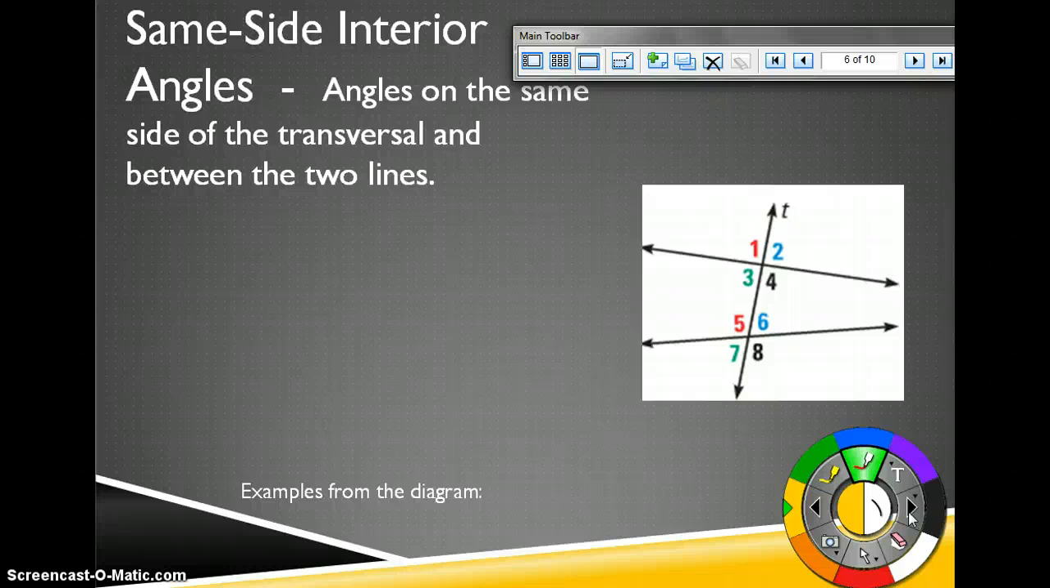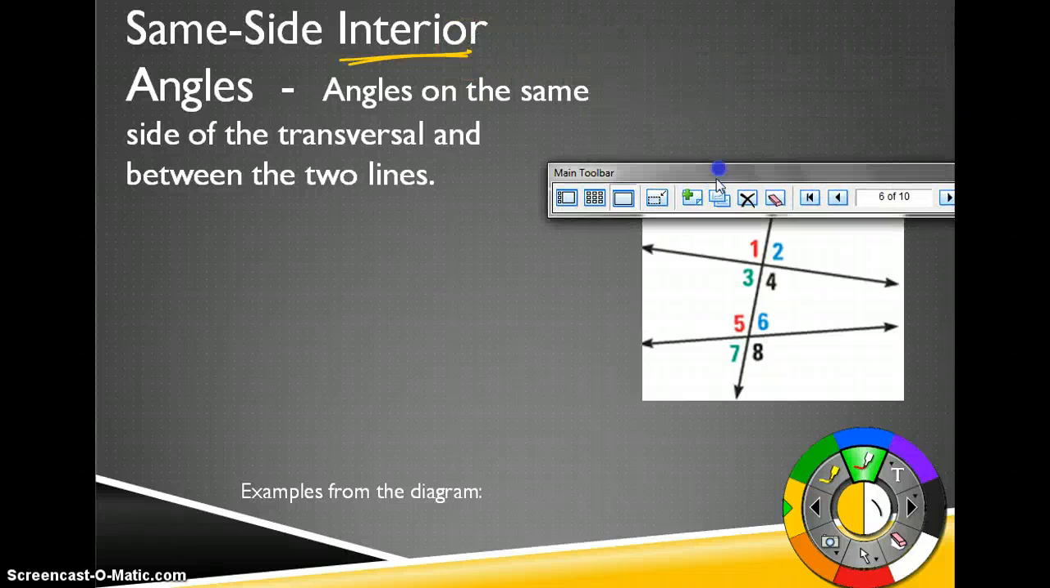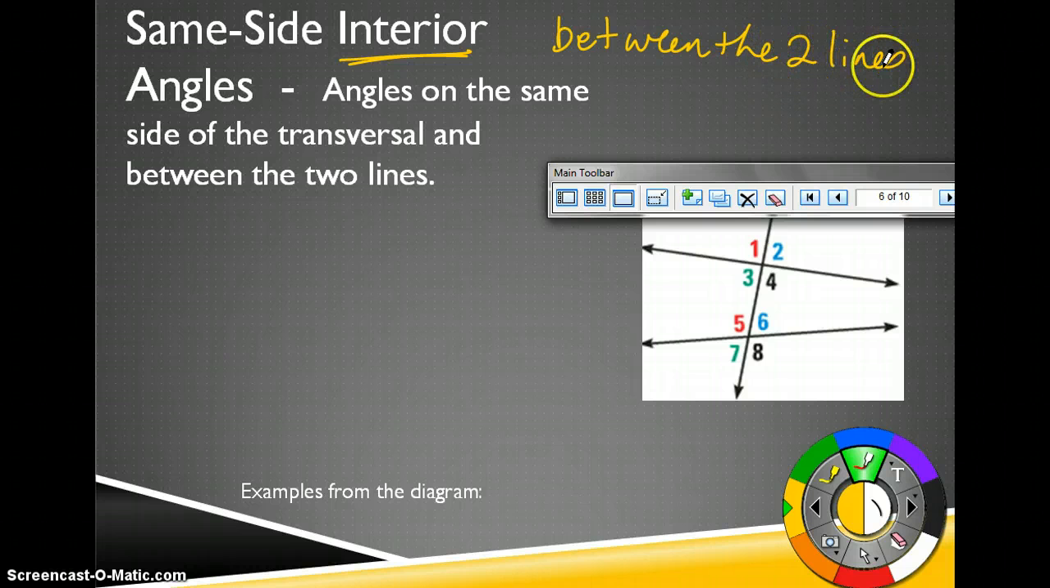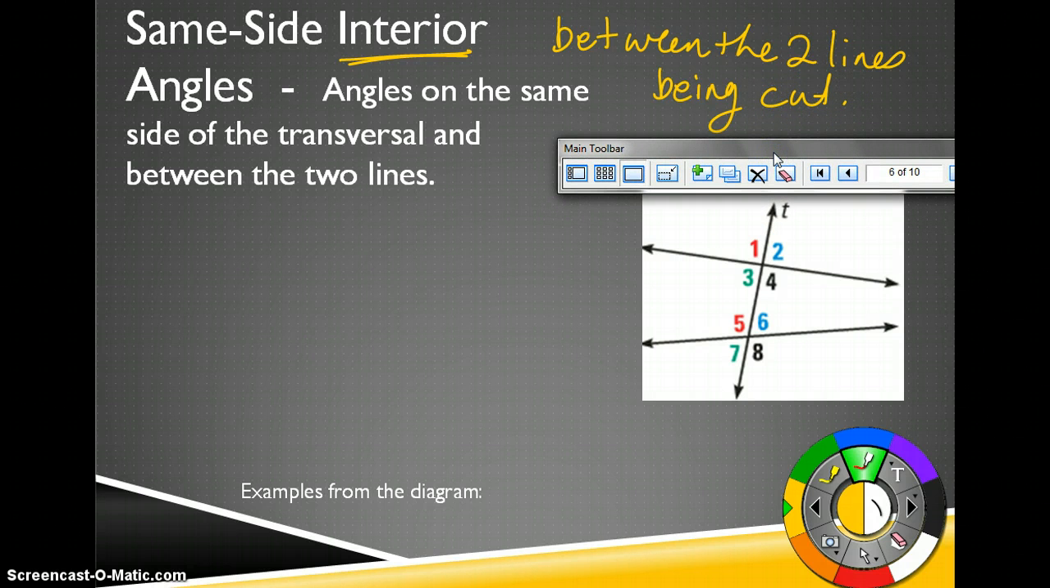Same side interior angles. These are angles that are on the same side of the transversal and between. Interior is always going to be between the two lines being cut. Between the two lines that are being cut would look like that. So angles on the same side of the transversal and between the two lines.